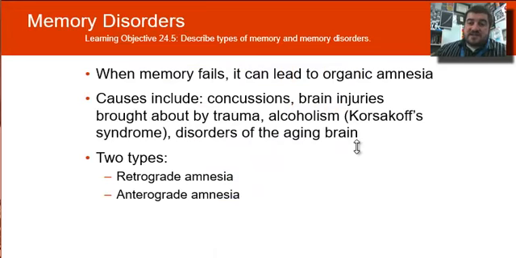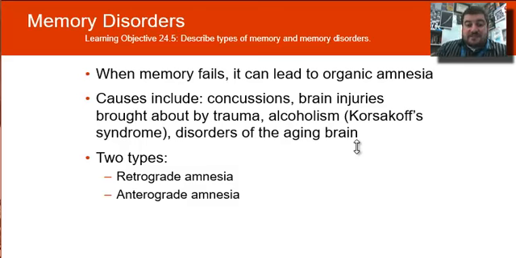Memory disorders. When memory fails, it can lead to some sort of organic amnesia, which means that it was not caused by an external event. Causes of memory failure include concussions, brain injuries brought about by trauma, alcoholism, and disorders of the aging brain.